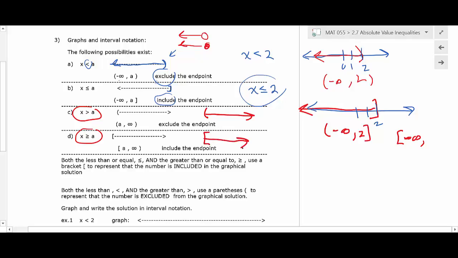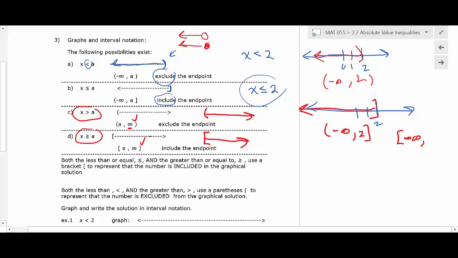Use a bracket. That's it. Okay? And that's how you do that. And then when you do the interval notation, the infinity is on the right because you're going forever to the right. So notice in your interval notation, it goes like that.